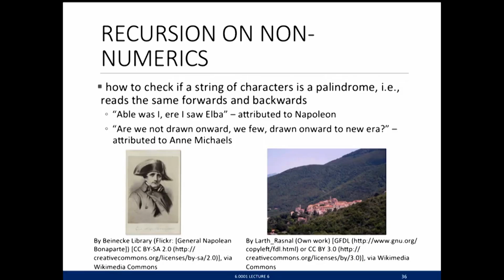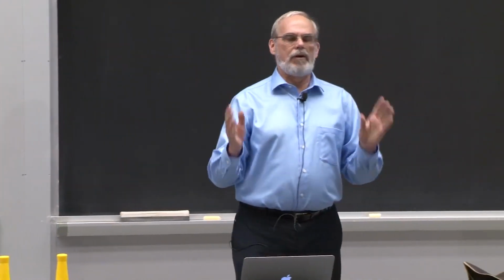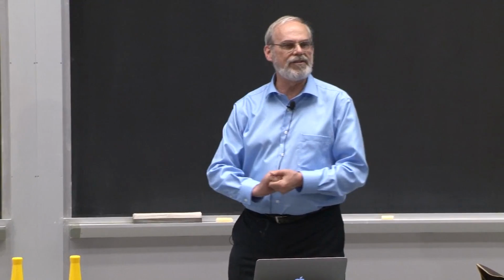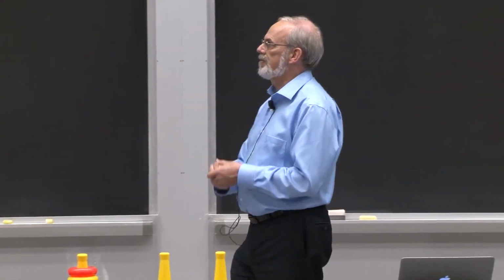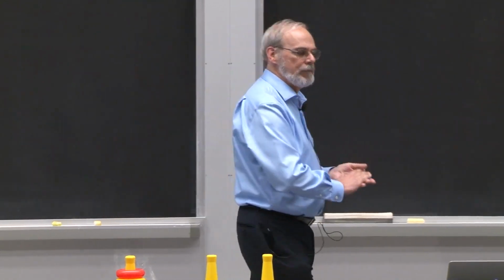Let's go on and look at one more example of doing recursion. Then we're going to do dictionaries, and then we're going to pull it all together. So far, we've been doing recursion on numerical things. We can do it on non-numerical things. So a nice way of thinking about this is, how would I tell if a string of characters is a palindrome? Meaning it reads the same backwards and forwards.